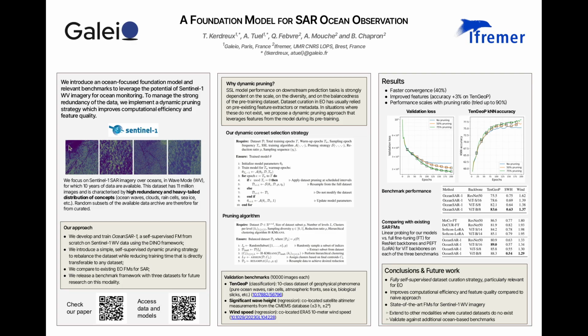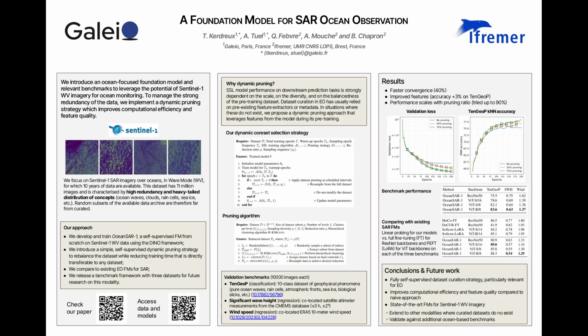Over the oceans. We focus on the oceans. This is a large dataset. There's about 12 million 20 by 20 kilometer images that have been taken since 2014, the beginning of the Sentinel-1 mission. And as I mentioned, these images are highly redundant, as you can see here. Many images will show waves, rain cells, or sea ice and be very similar to one another. We used the DINO pre-training framework in this study, but our method integrates with any self-supervised learning framework, really.